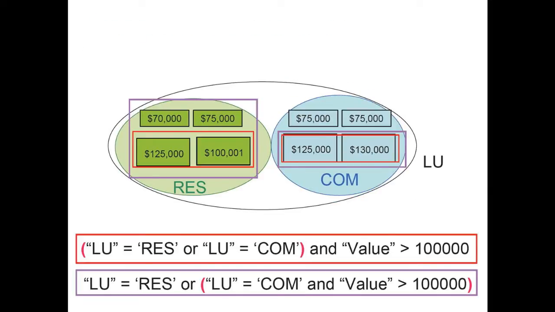So this is just showing how those two different expressions select properties differently based upon those brackets. In this one, it's selecting everything in both universes with a value greater than 100,000, right? And in this one, you're selecting all of the residential and then only the commercial based upon it meeting that higher value.